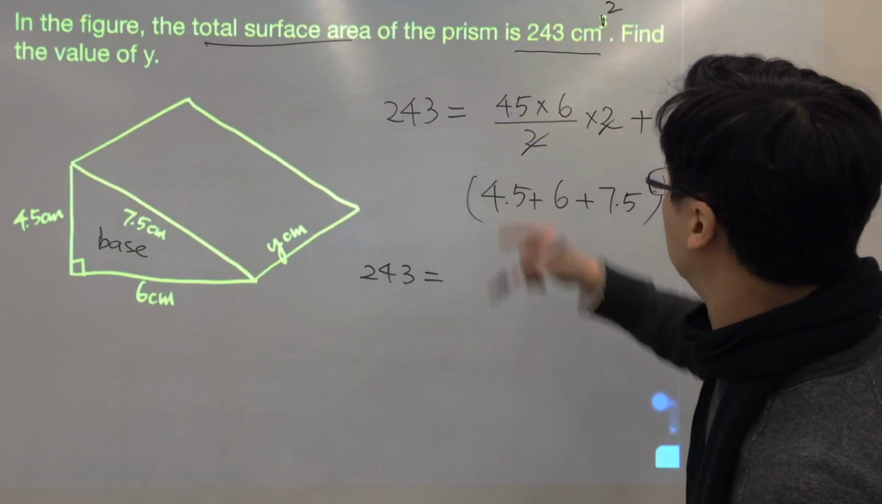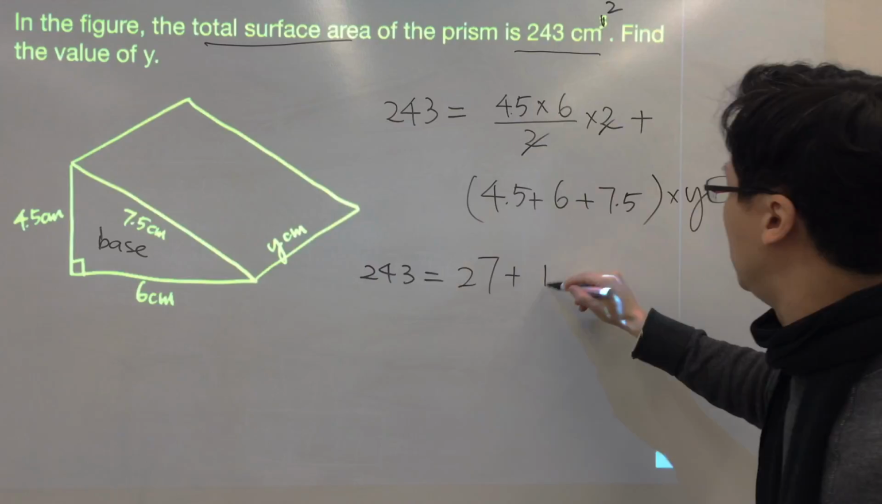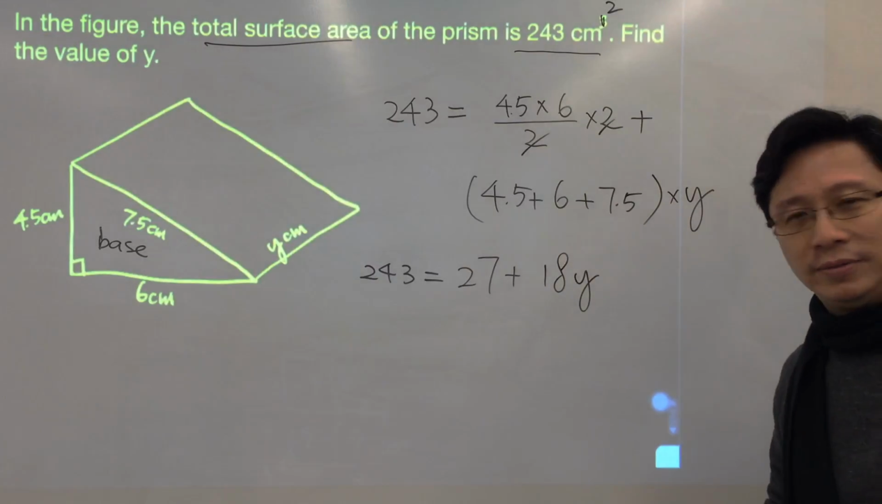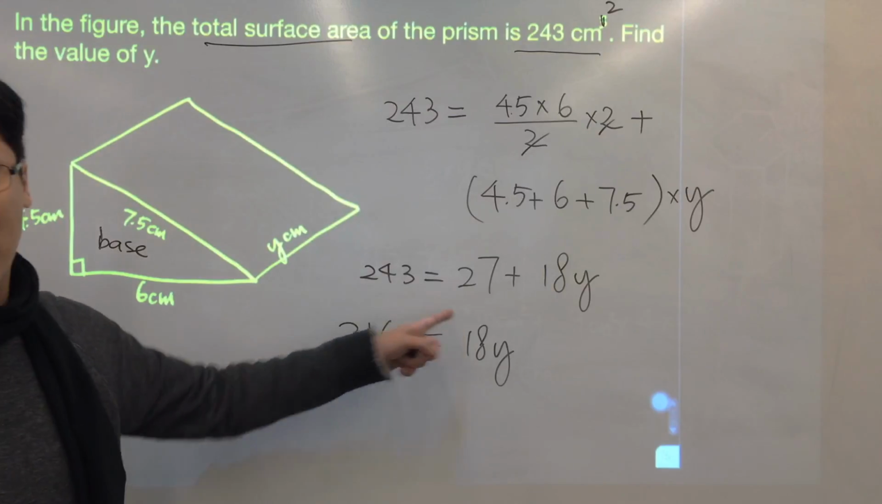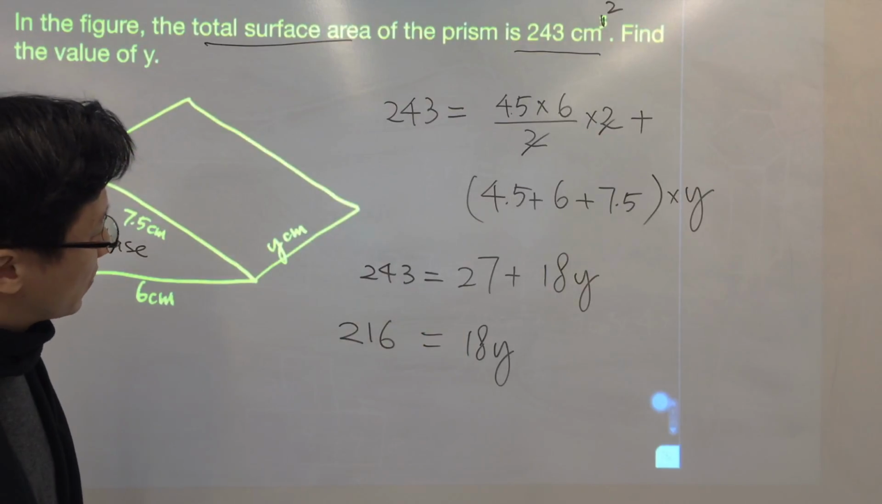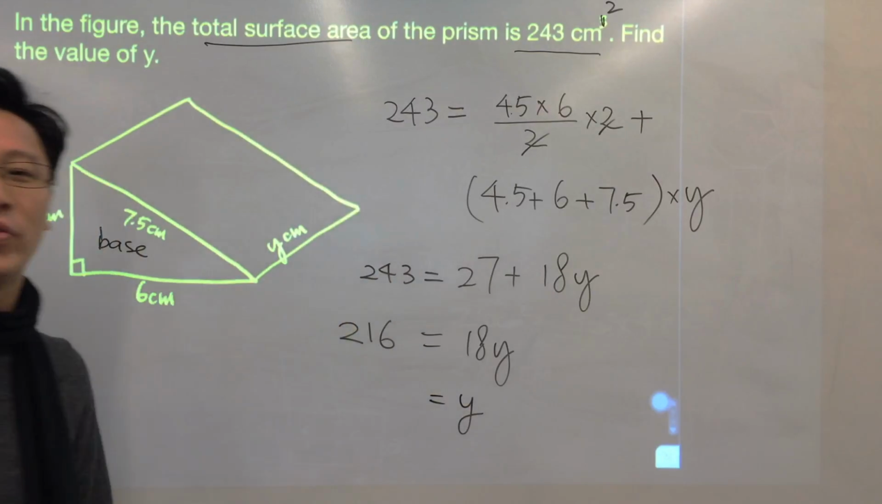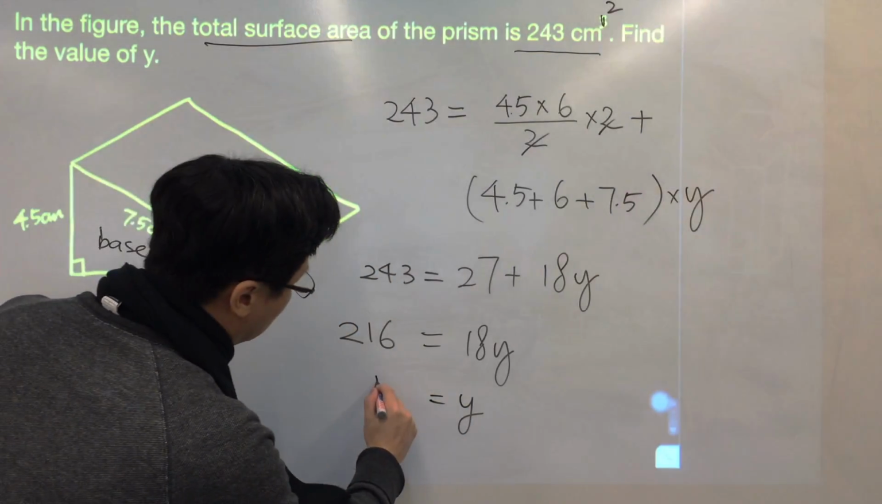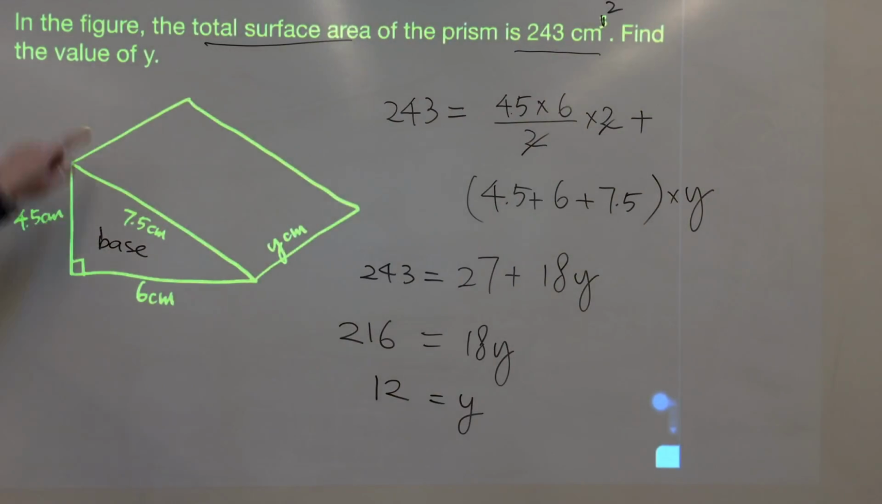Cancel out 24, 27 plus 18y. So this is 243 minus 27, which gives 216. Finally, we divide both sides by 18. This is 12. y is equal to 12.